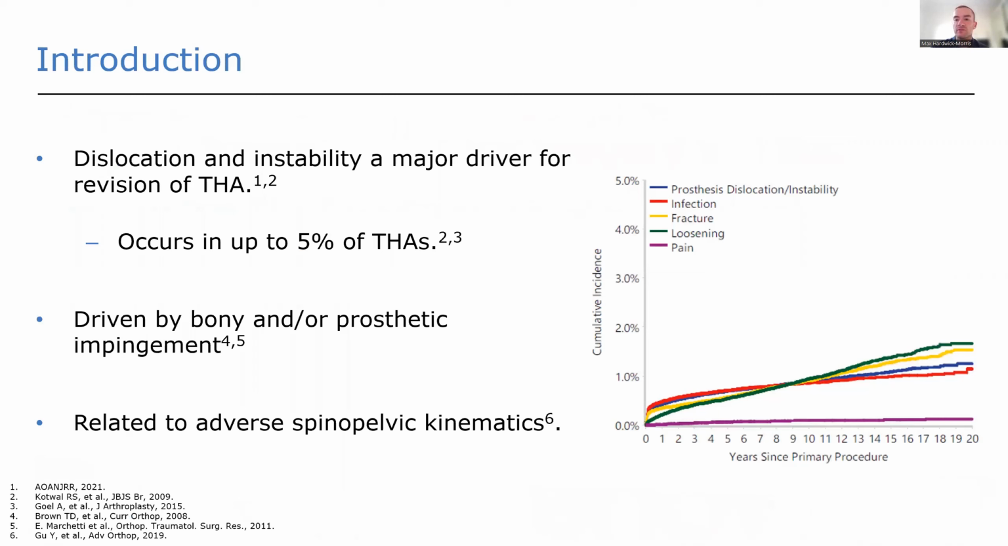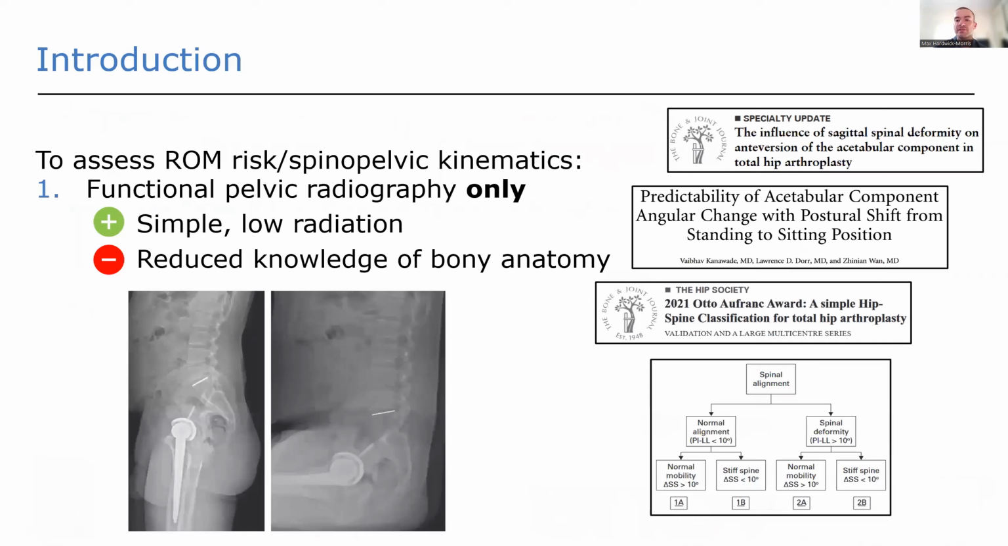Dislocation is a major driver of revision after total hip arthroplasty surgery, occurring in up to 5% of cases. It is driven by bony or prosthetic impingement and has been linked to adverse spinopelvic kinematics. To assess the risk of dislocation, various preoperative workups have been proposed that utilize functional radiography. The benefit of these is that they are relatively simple and expose the patient to low levels of radiation.